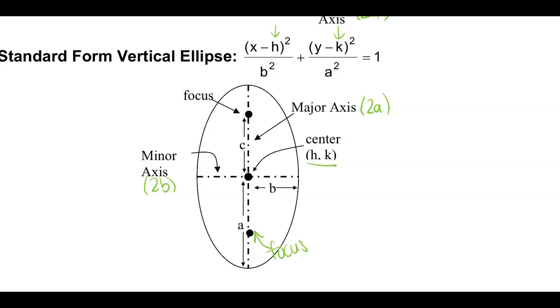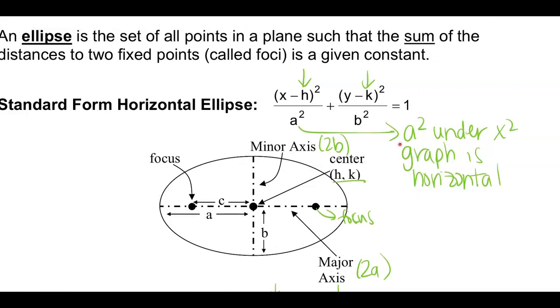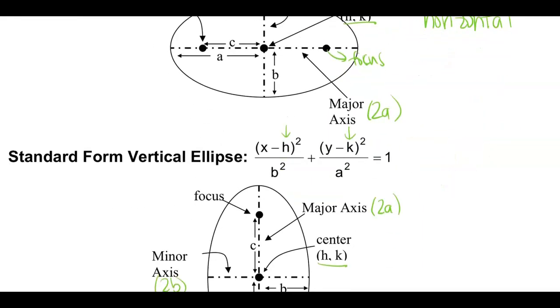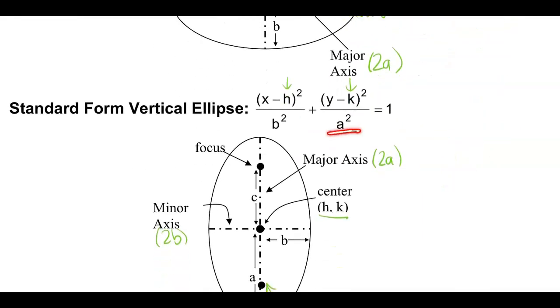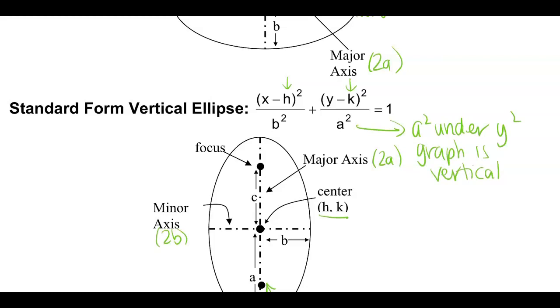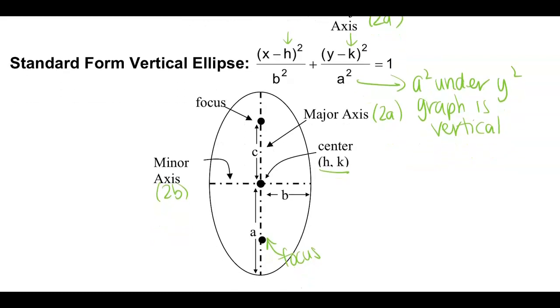The last thing I want to do is see, okay, wait a minute. On the last question, we said when your a squared is under x squared, that tells you your graph is horizontal. If you look at where the a squared is now, the a squared is now under your y value, so the y minus k squared. So I'm going to make a little note that when your a squared is under the y squared term, your graph is going to be vertical. This will help you to remember. If you're looking for a vertical graph, it should be elongated along that y-axis. So it should be a very nice long graph.